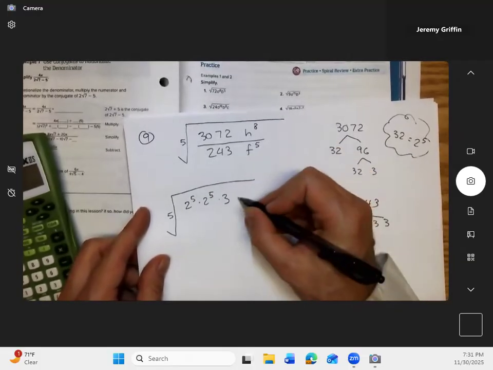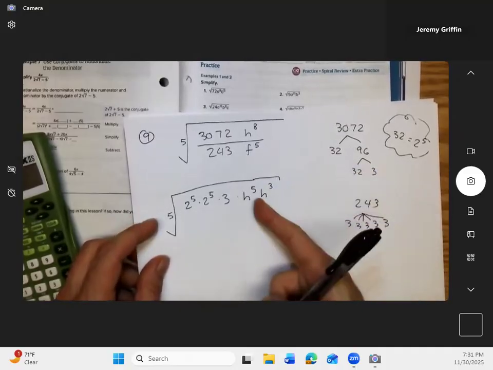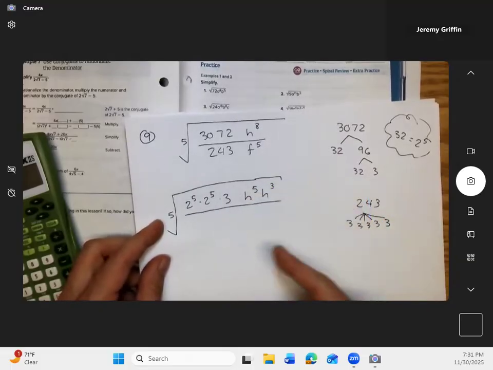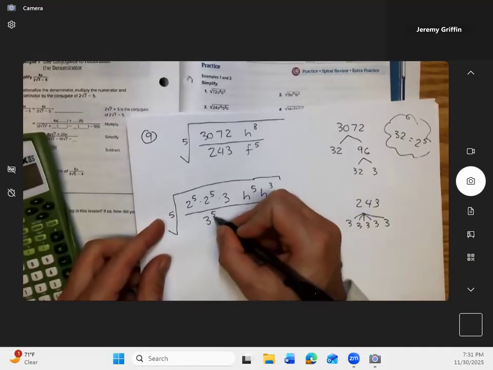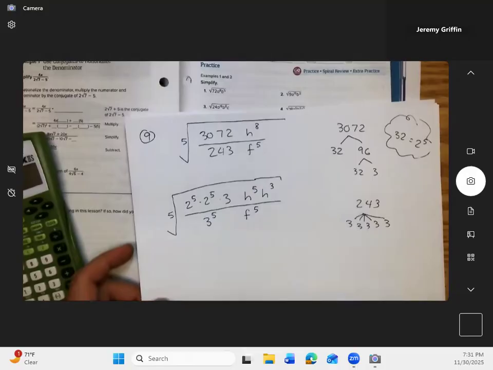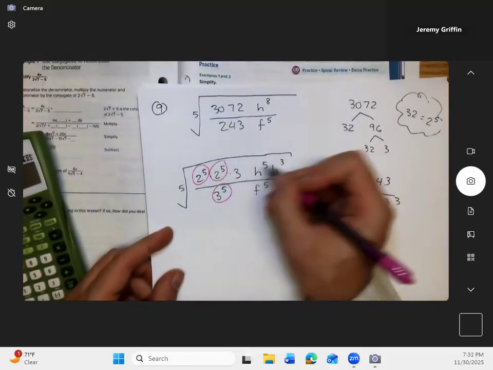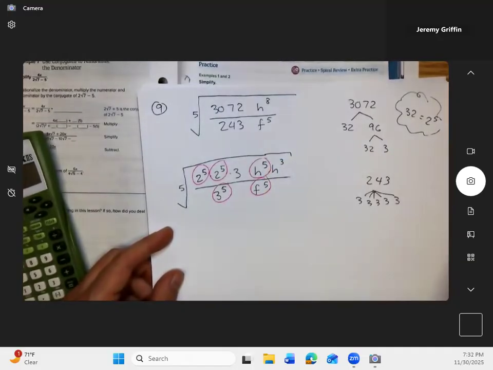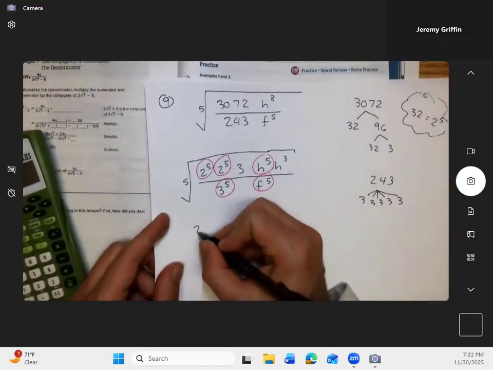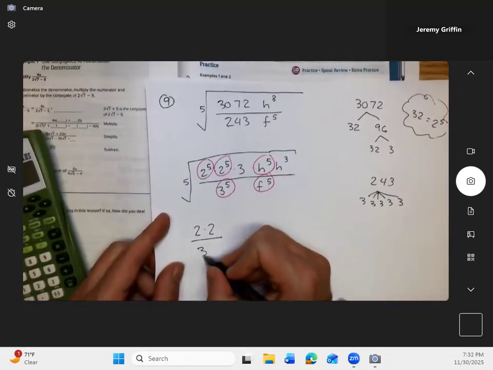Now h to the 8, isn't that like h to the 5 times h to the 3? I just broke it down like that because I can take out h to the 5. And then down here, 243 is really 3 to the 5. And then I have f to the 5. All right, what can I take out? Let's do 2 to the 5th, another 2 to the 5th, a 3 to the 5th, an h to the 5th, and f to the 5th. Pull all that out. So that'll come out as a 2, another 2, divided by the 3 down here.